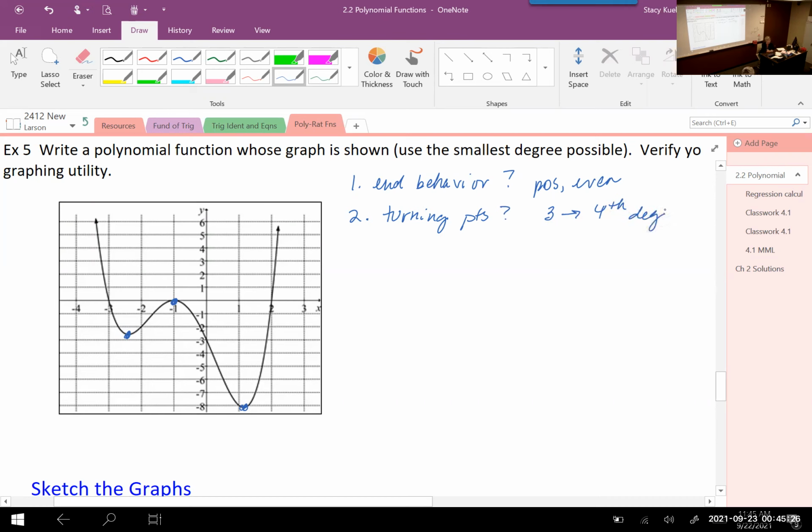That's why we're looking for the turning points. Just add 1 to the turning points. Okay, let's get rid of that. Now, let's determine the roots and the multiplicity.